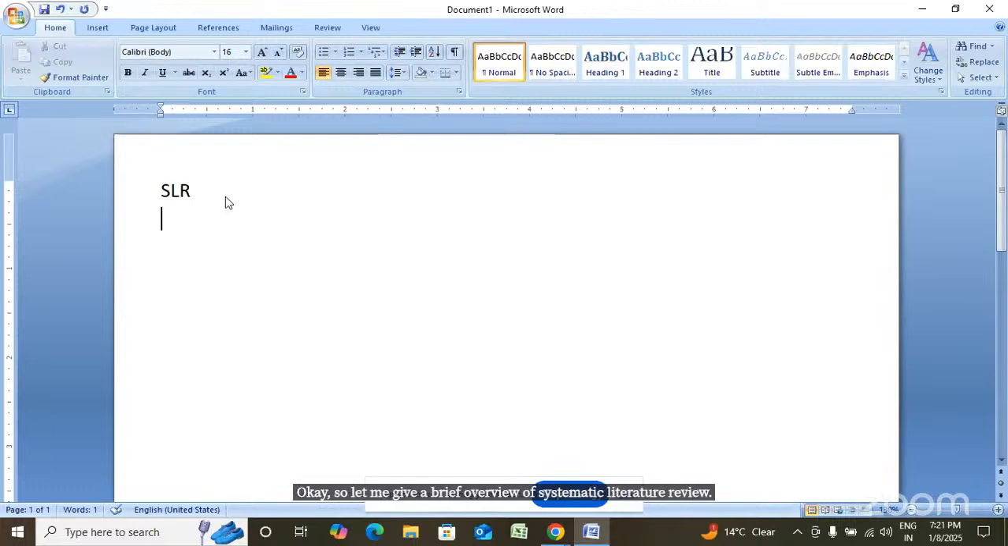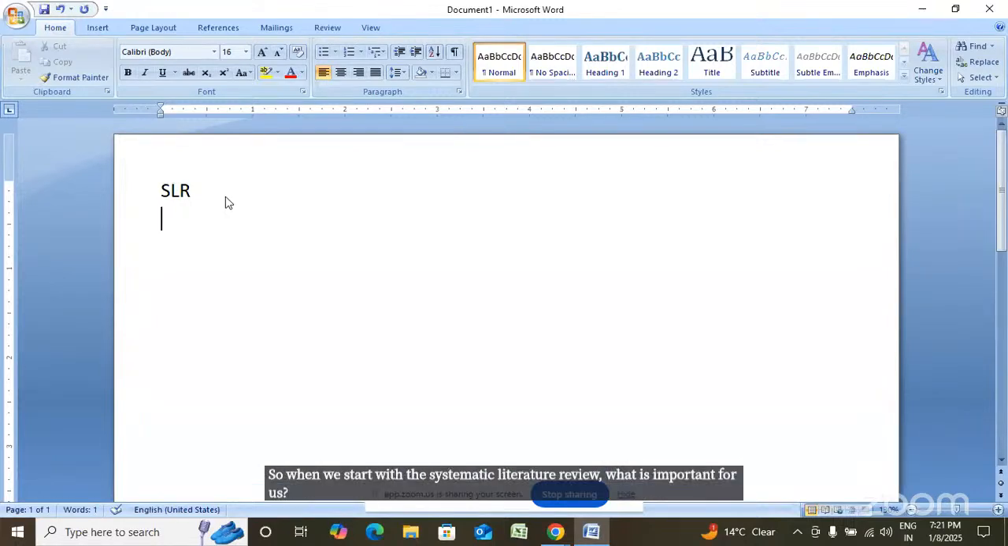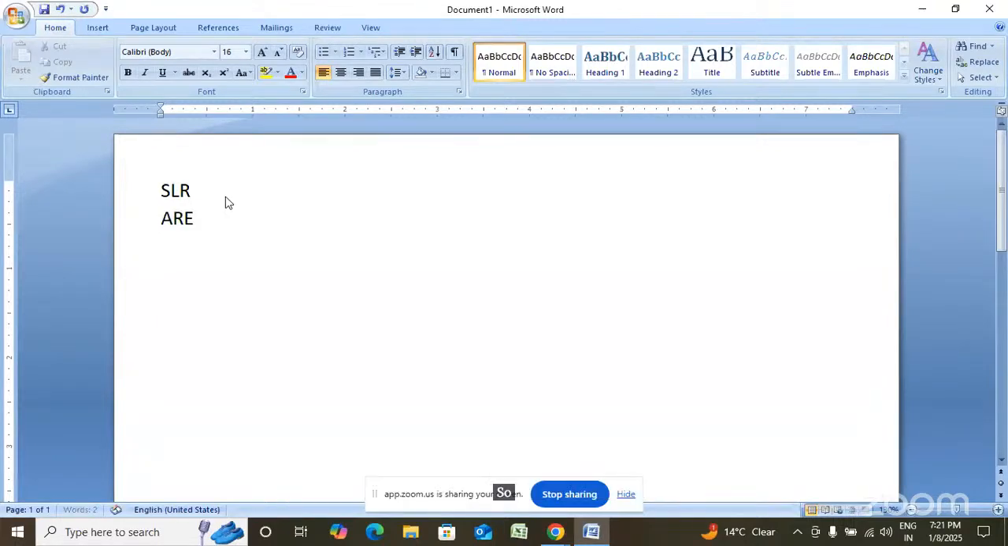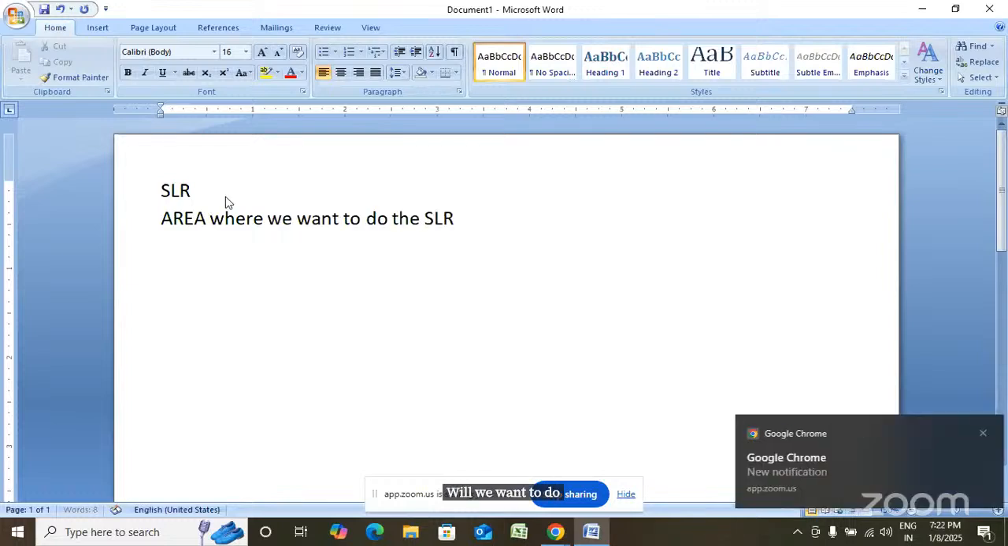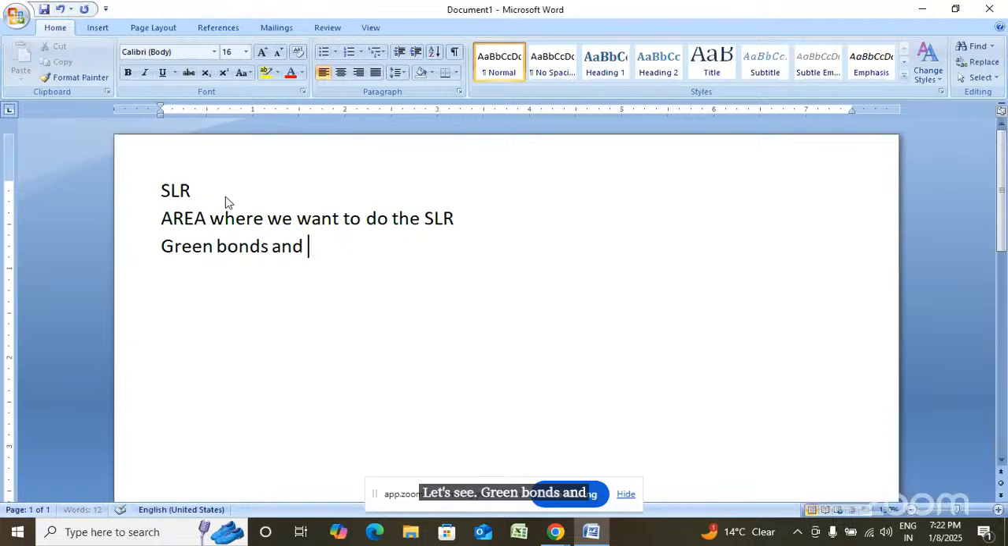So when we start with the systematic literature review, what is important for us? The area where we want to do the SLR. Let's say green bonds and sustainable development. Let's say this is the area where we want to do the SLR into, right? So how do we start with this?